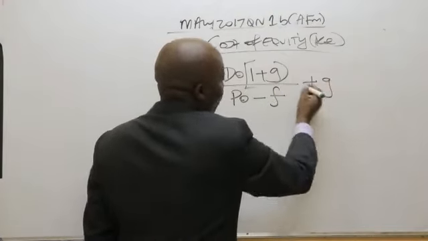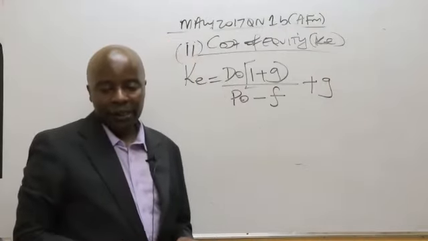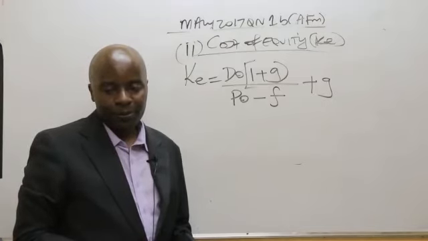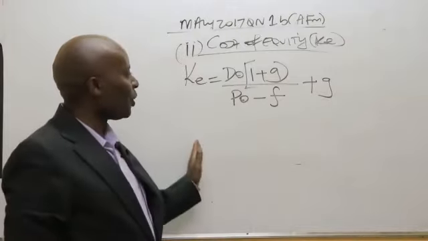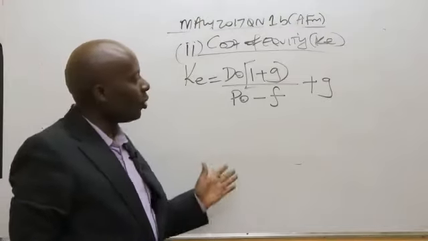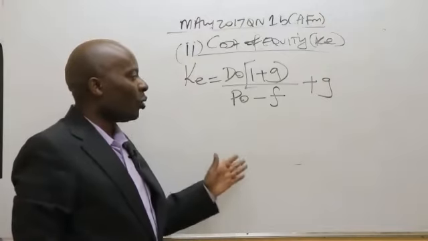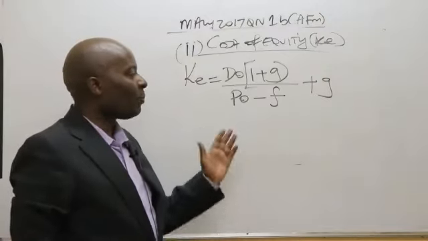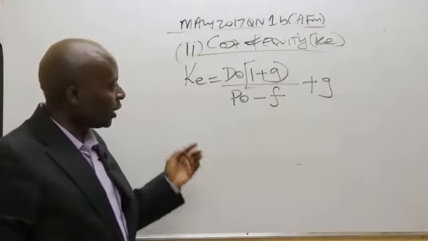But remember, there are 2 growths. So plus what here? Plus growth rate. Right? So this is quite an important one. Cost of equity equals district officer, DO, into 1 plus growth rate all over PO minus flotation cost plus what here? Plus G.